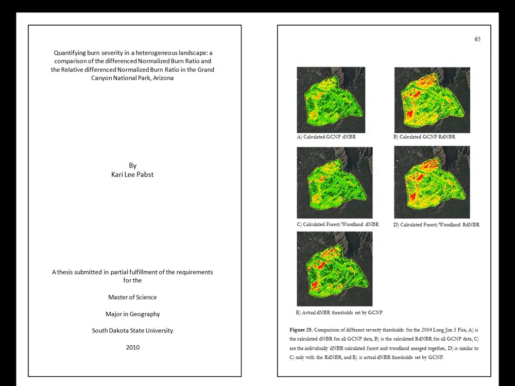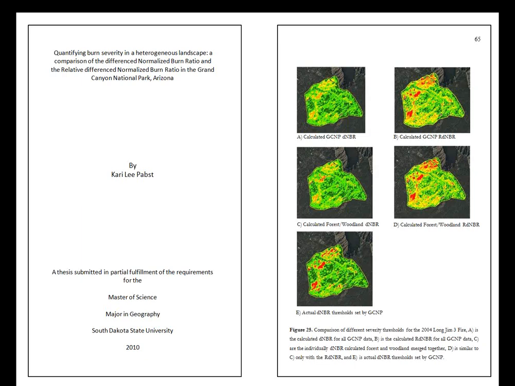The RDNBR works really great if you have a more open canopy, such as pinyon juniper landscapes, or places where you don't have, say, 80 to 100% crown closure. If you have that wide open, sparsely vegetated stuff, then the RDNBR works better. So it's a little tricky, but it was an interesting project.